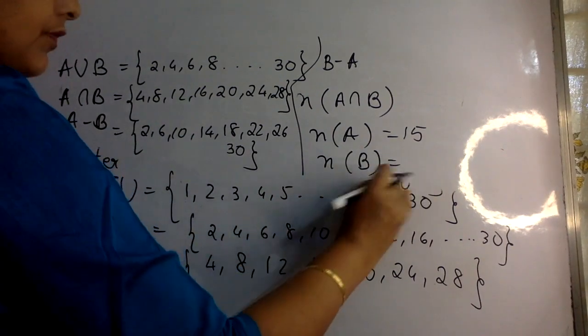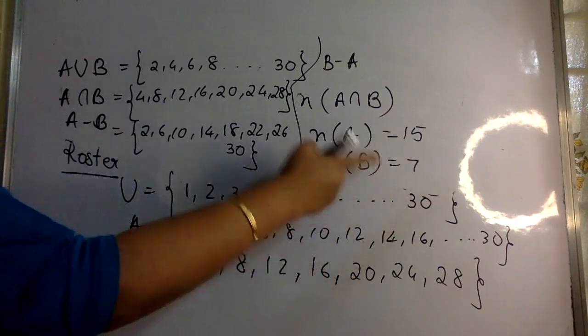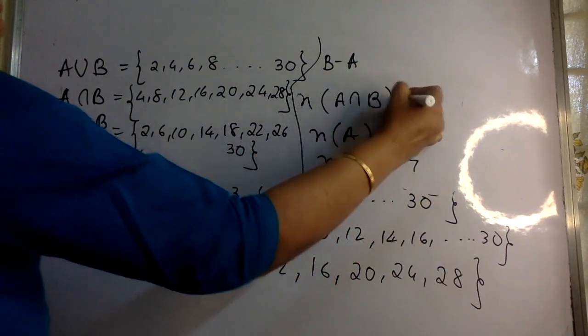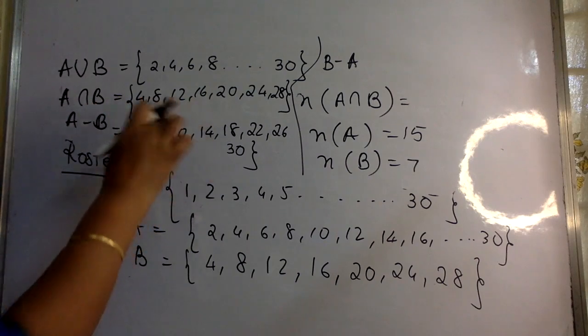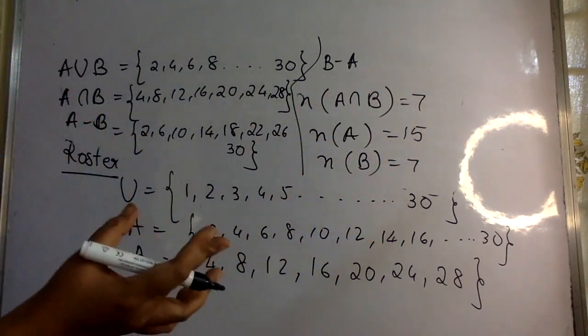We have a total of 7. So these are not sets, so you don't have to put the curly brackets. A intersection B, how many are there? 1, 2, 3, 4, 5, 6, 7. Okay, these are the number of elements.